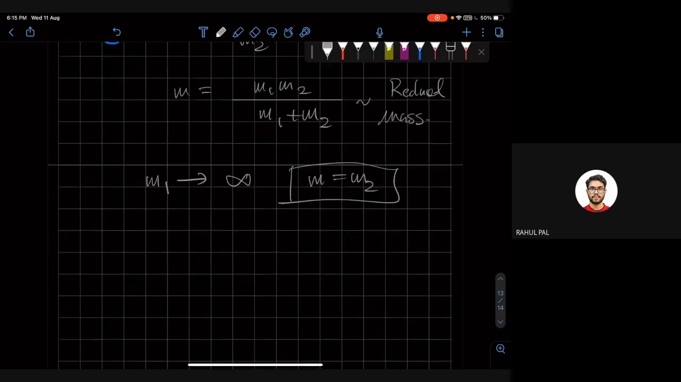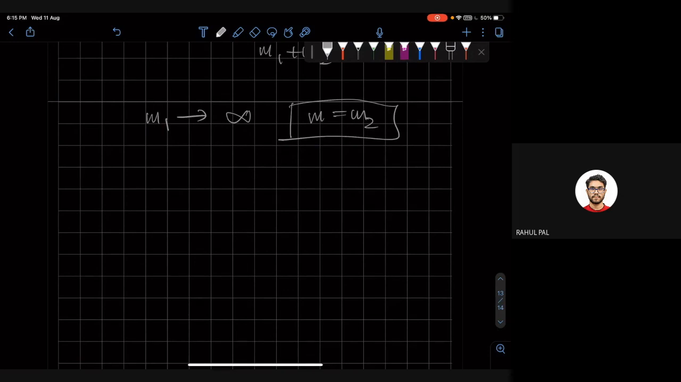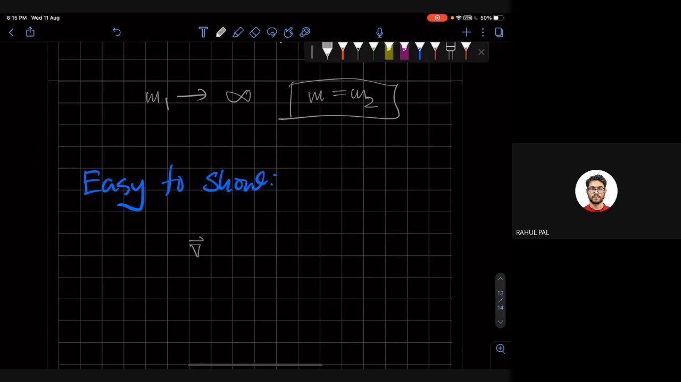So, having defined these things, it's also very easy to show, and you just have to use the chain rule, that the gradient or the nabla operator with respect to R1 is given by M by M2 nabla R plus the gradient operator of small r. I'm not going to write this R.